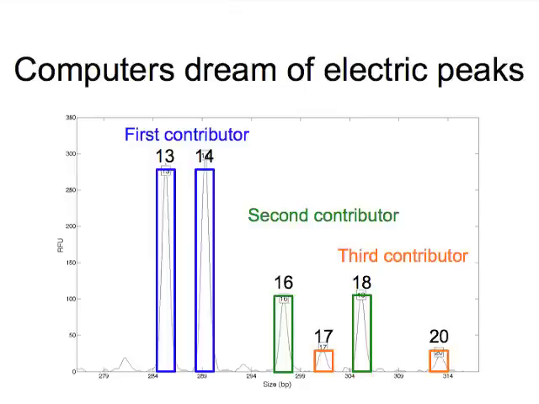However, computers can dream about electric peaks. They can dream on for days. And the way it works is this, and this is what TrueAllele does as a statistical program. You begin with the data. Here we're looking at about 6 peaks, and the data never changes. We don't apply thresholds, but instead we understand that that data came from somewhere.